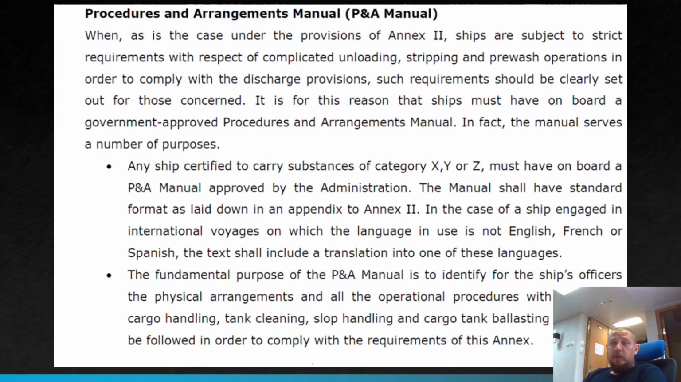The Procedure and Arrangement manual, P&A manual, is an extract from the requirements. It's under Annex II, subject to strict requirements. This is to be checked and inspected by the class and by port state control during the vessel loading or discharging of the appropriate chemical substances.